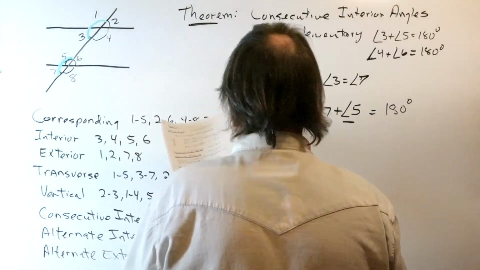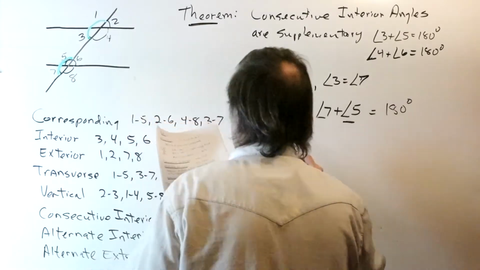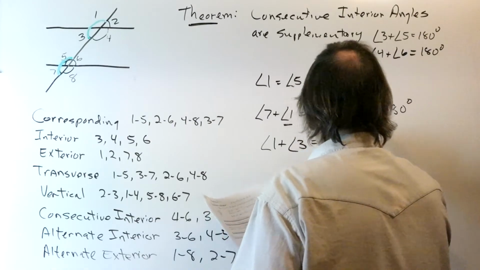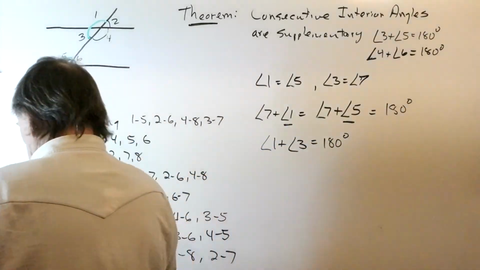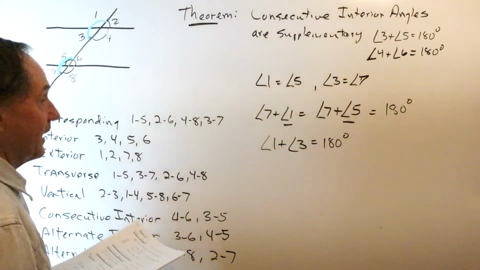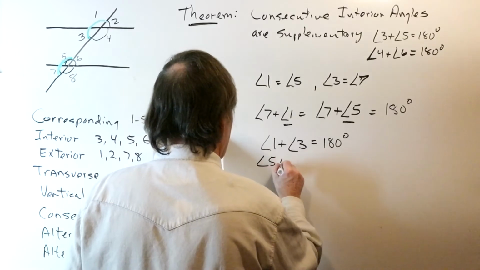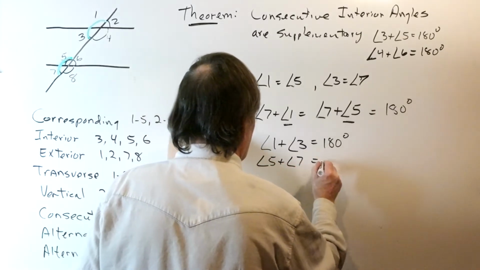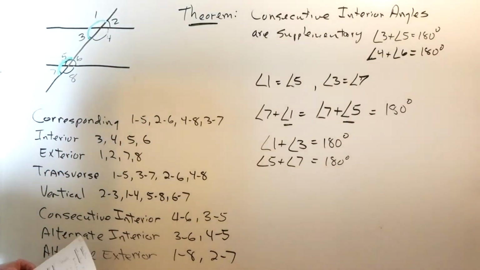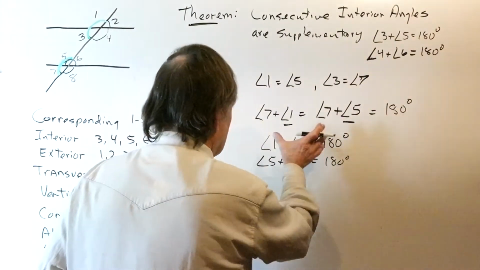So we can say that if we add to angle 1 angle 3, the sum of angle 1 and angle 3 is 180 degrees because they're supplementary angles by definition. Now we also know that angle 5 and angle 7 are also supplementary angles. They sum to 180 degrees. Now, let's add these two equations together.